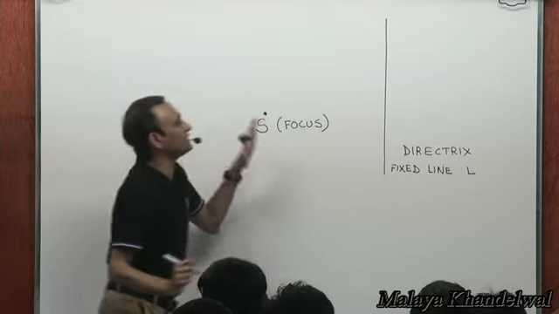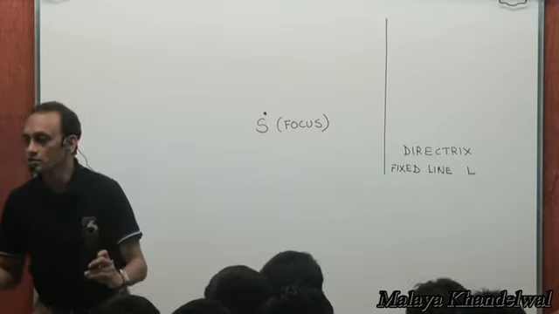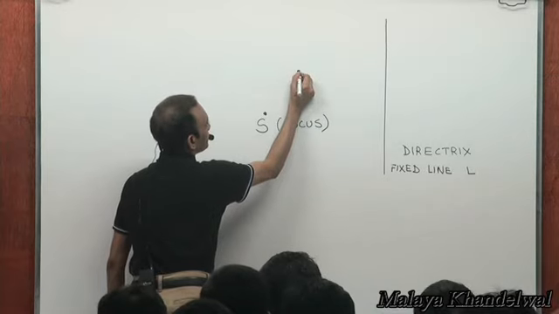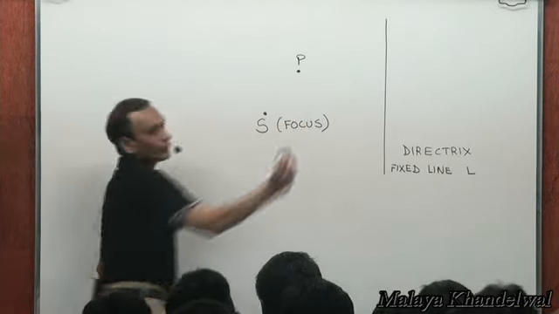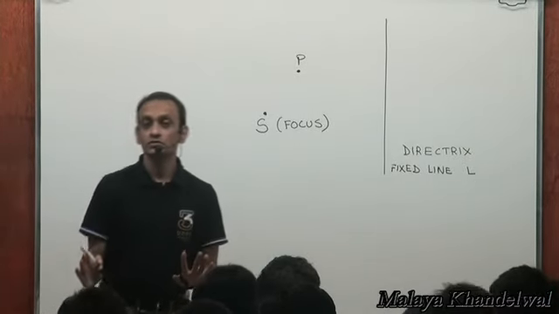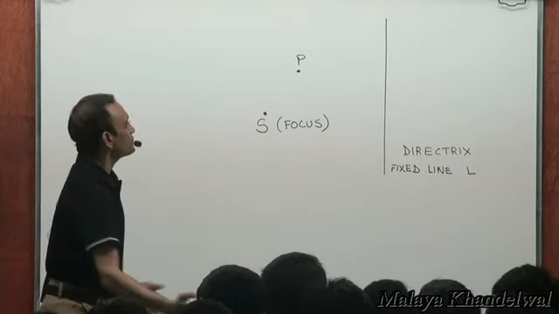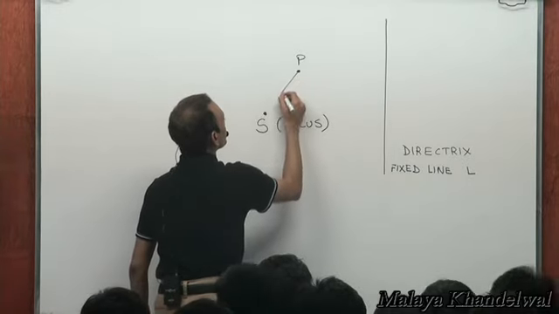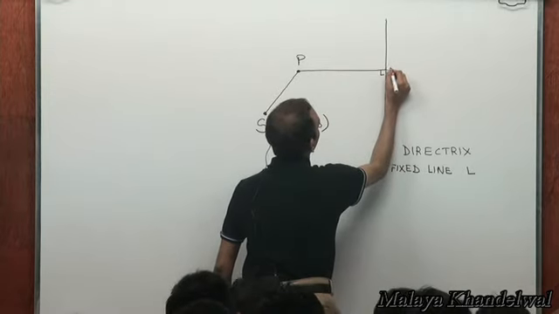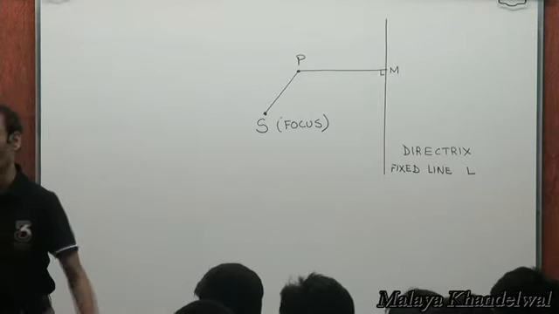So, in the plane determined by the focus and the directrix, we are seeking to examine a moving point in the plane. Let that point be P. Now it moves not arbitrarily. It moves subject to a condition. The condition is that the ratio of its distances from the fixed point to the fixed line is a constant. The constant is referred to as the eccentricity of the conic.